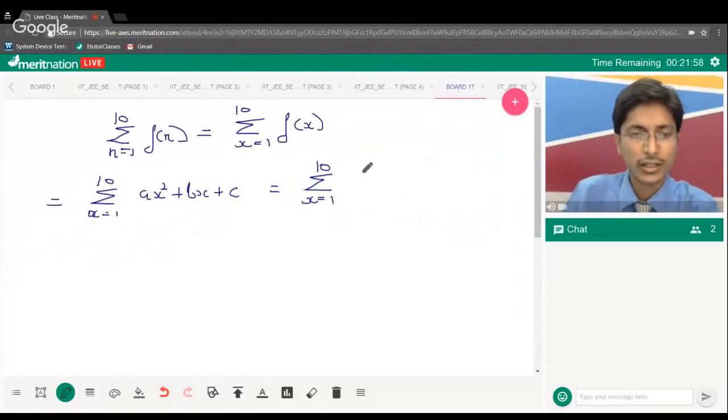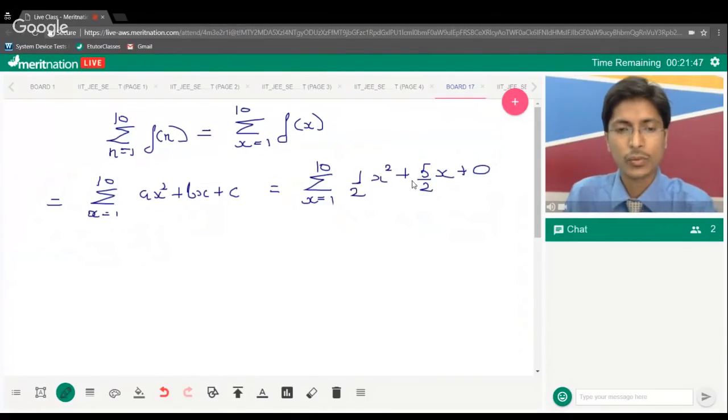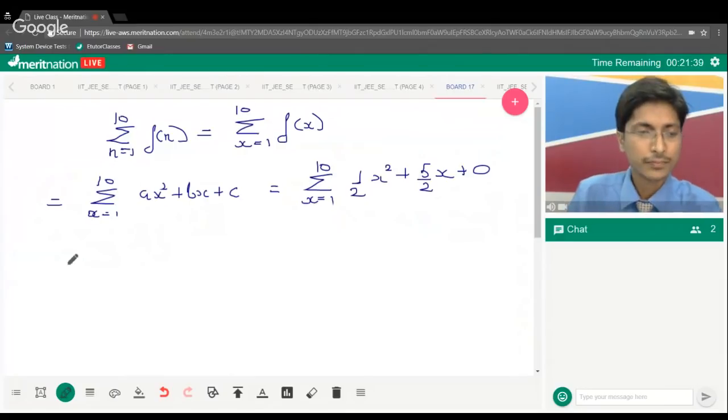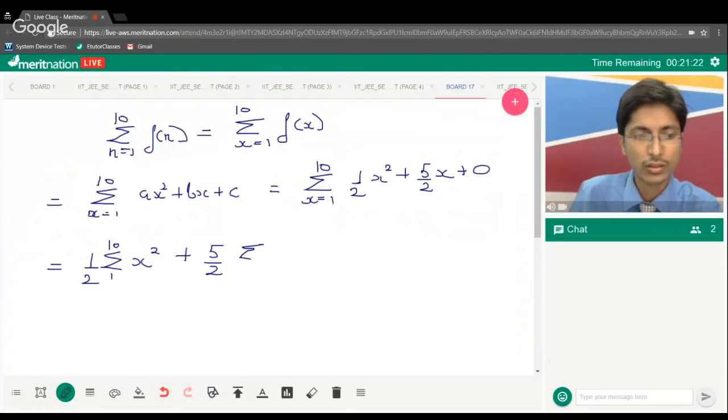So a is 1 by 2 x square plus b is 5 by 2 x plus 0. Now it will break down as a rule of summation. Summation of a plus b can be broken down as summation a plus summation b. So this will turn out to be summation of half will come out, constants come out of the summation x square, so 1 to 10, plus 5 by 2 summation of x, so from 1 to 10.